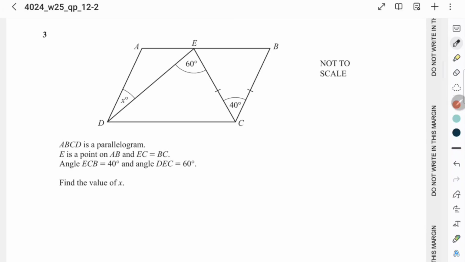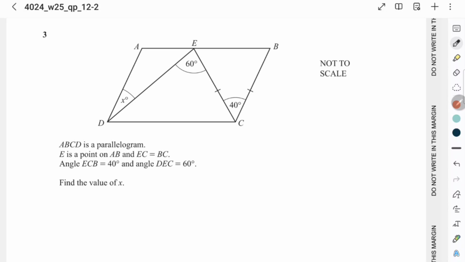The question number 3 is a parallelogram. You remember that the parallelogram opposite sides are equal and parallel. Opposite sides are equal and parallel, and opposite angles will also be equal. It is given that we have two sides, these two are equal given, so it means that it's an isosceles triangle. So ECB is 40, DEC is 60, value of x is required. So remember, we need to find out the value. So A to C and to D, we can easily find out how much it is.